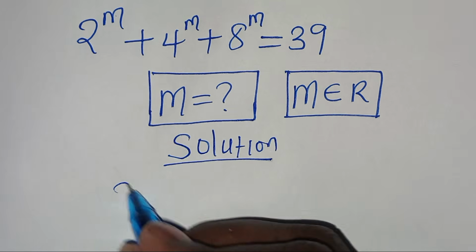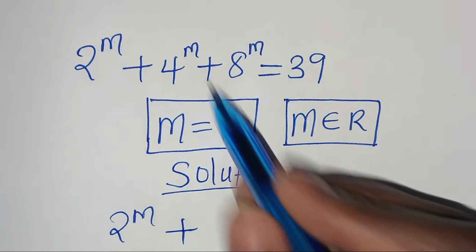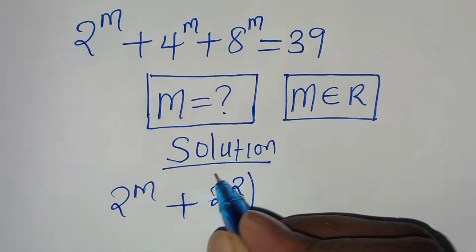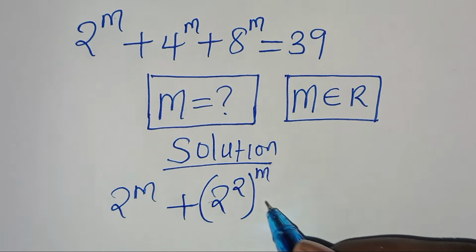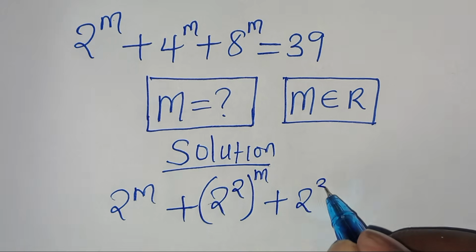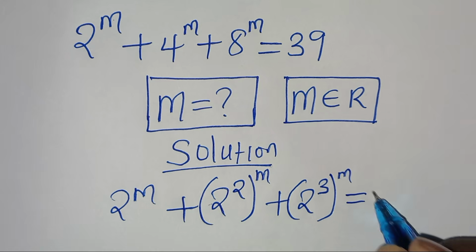So this is 2 to the power of m plus 4 to the power of m, which is the same thing as 2 to the power of 2 raised to the power of m, then plus 8 to the power of m. This is 2 to the power of 3 raised to the power of m. This is equal to 39.